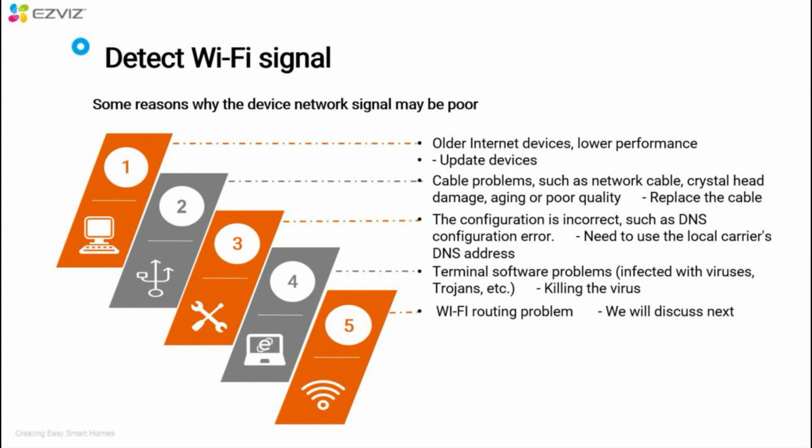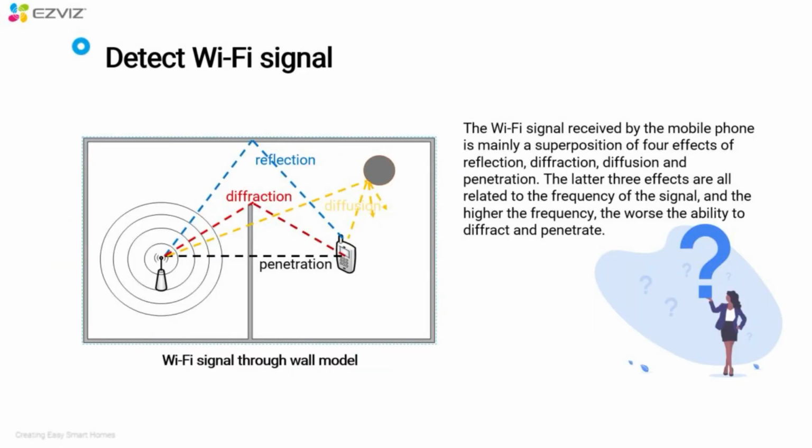And the fifth reason is about the Wi-Fi routing problem. The Wi-Fi signal received by the mobile phone is mainly a superposition of 4 effects of reflection, diffraction, diffusion, and penetration. The latter 3 effects are all related to the frequency of the signal, and the higher the frequency, the worse the ability to diffract and penetrate.